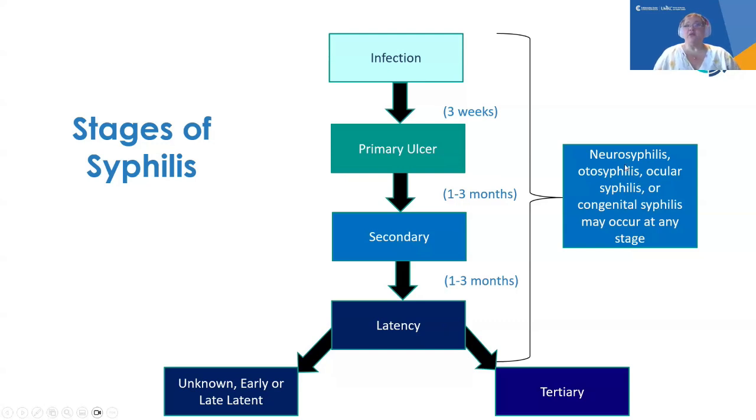I do want to point out that neurosyphilis, otosyphilis, ocular syphilis, or congenital syphilis may occur at any stage. We used to think that it took a while for the bacteria to invade the central nervous system, but we now know that that can actually occur at any stage. So we always want to be vigilant and ask about any visual changes, any hearing changes or ringing in the ears, or things like that, to make sure it hasn't invaded the central nervous system.